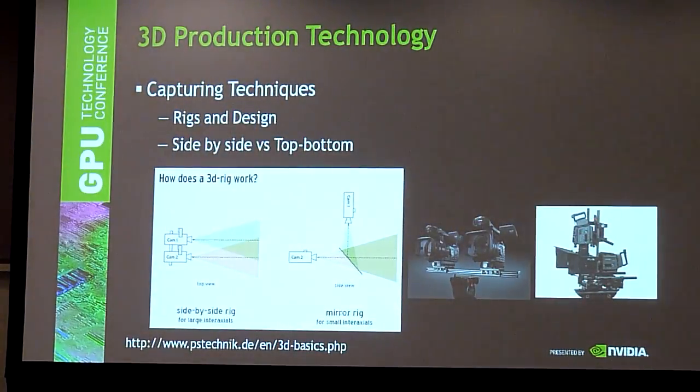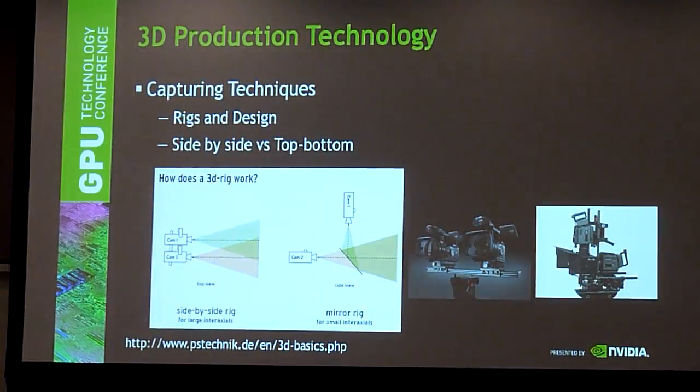So, 3D production technology. There's pretty much two ways of acquiring stereo. I could recommend you go to the web link down there, pstechnic.de. Great site to tell you how to best use rigs. Another book I can recommend as well is 3D Movie Making from Focal Press. It literally tells you everything and gives you examples.